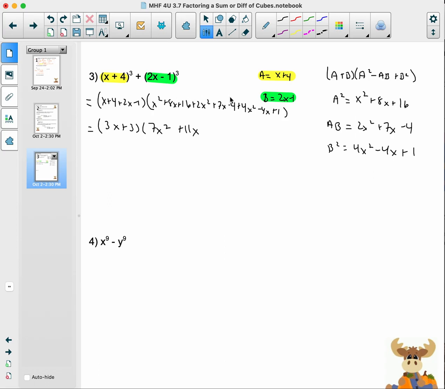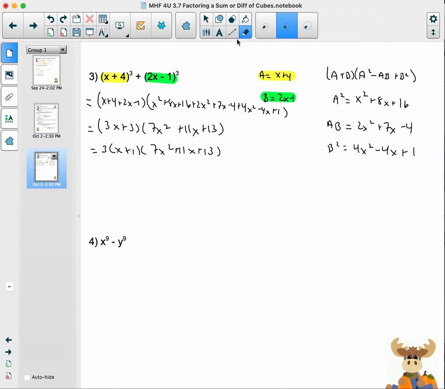And then I have a 16, 12, 12 plus 1 is 13. Okay, and then I have a 3x plus 3 there, so let's take a 3 out. So 3x plus 1, 7x squared plus 11x plus 13. Okay, if you don't recognize it as, oh no, there's a sign error, guys. This is why I need to be in class with you. I have to subtract in the middle there.